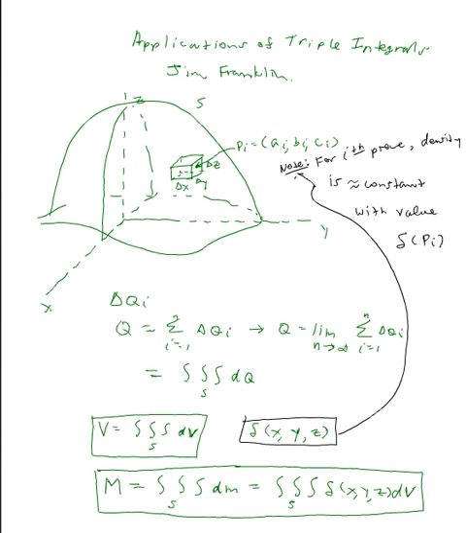Now, suppose we want to address the moments of S about the coordinate planes. Well, the basic formula for the first moment of a point mass about a plane is that moment equals the mass times the displacement.